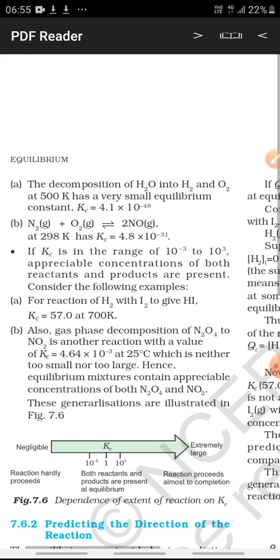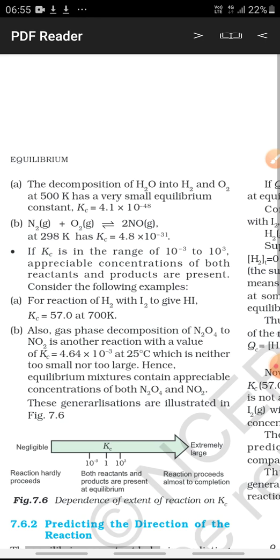The third thing is, if the value of Kc ranges from 10 raised to power minus 3 to 10 raised to power 3, we can say appreciable concentrations of both reactants and products are present. That means such reactions are useful, but at the same time the quantity of product is also less.